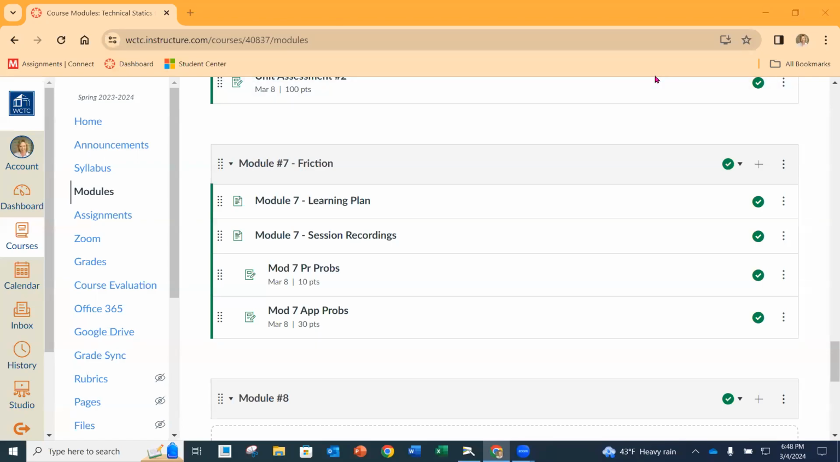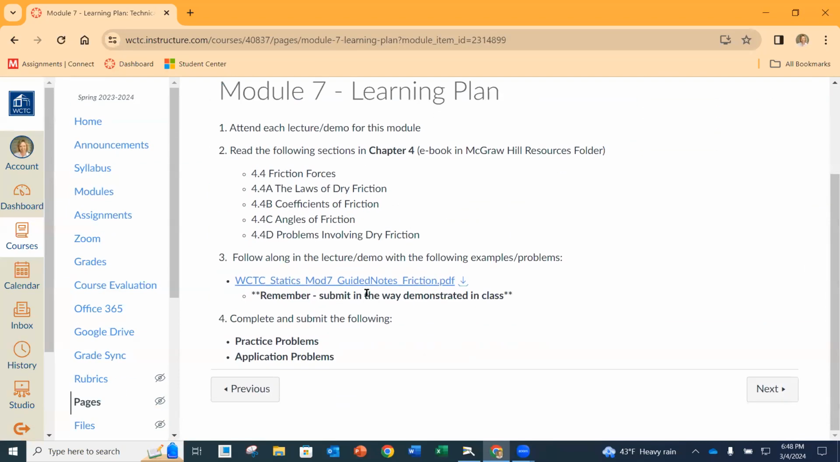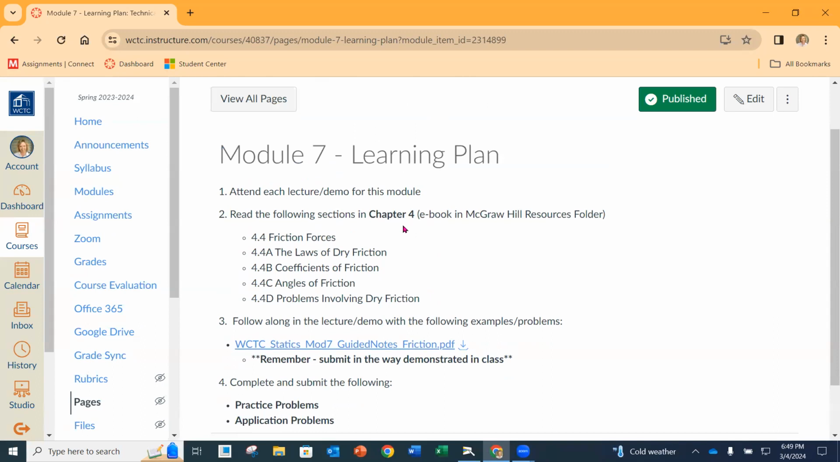Okay, so now we are ready to start looking at module number 7, which is going to deal with the subject of friction. So if we go into our learning plan for module 7, you're going to notice here that we have some guided notes. I have mine underneath here, and we're going to be working out of chapter 4 in our ebook in the McGraw-Hill.